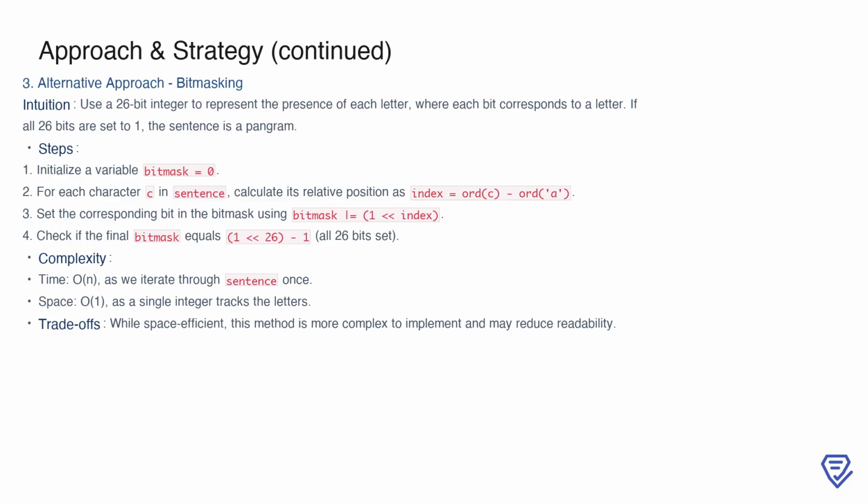This method is highly space efficient, as it requires only a single integer to store all the information. Its time complexity is O(n), similar to the set-based approach. However, bit masking introduces additional complexity in terms of implementation and readability, which may not be justified given the problem's simplicity. While it's an interesting solution, it is less practical for this specific case.